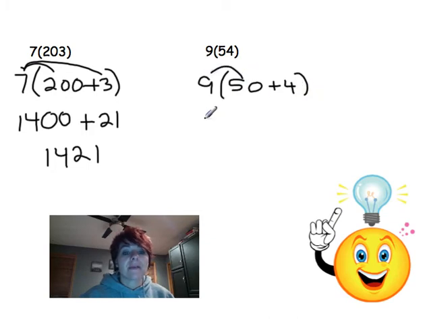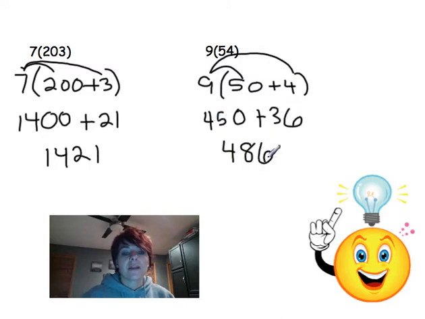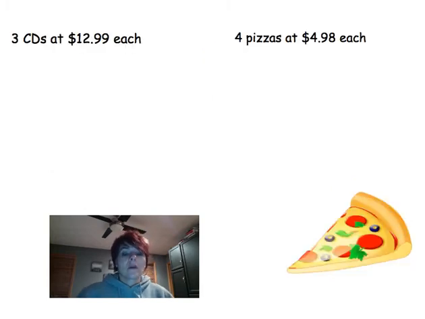So now we take 9 times 50. 9 times 5 is 45. Add the 0. 9 times 4 is plus 36. Okay, now 450 plus 36 is a little easier to do in our head. 486. Pretty cool. Okay, let's turn this into a real life situation.